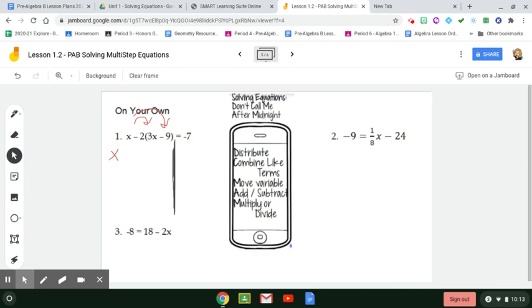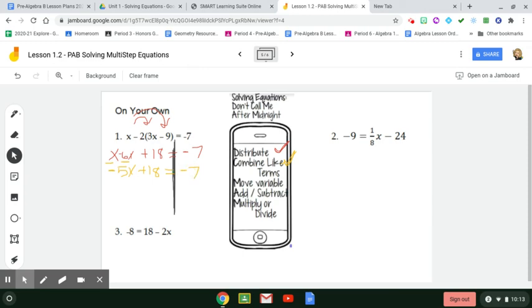So negative 2 times 3x would give me negative 6x, and then negative 2 times negative 9 would give me plus 18, and then that's going to equal negative 7. Okay, so I did the distributive property. All right, now on this problem, I can see that I have some x's that are on the same side. I have a 1x and I have a negative 6x. So I have to do some like terms in this problem. So 1x minus 6x is going to give me negative 5x. I'm going to drop down the plus 18. I'm going to write down the equal sign, and I'm going to equal that to negative 7.